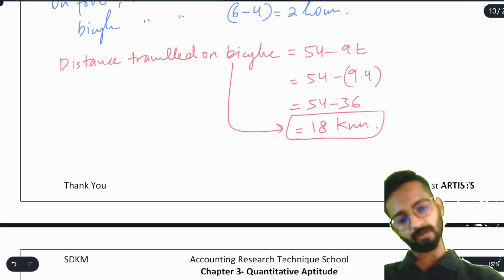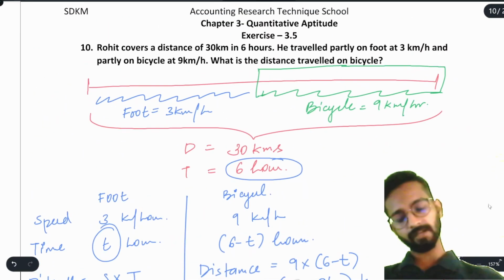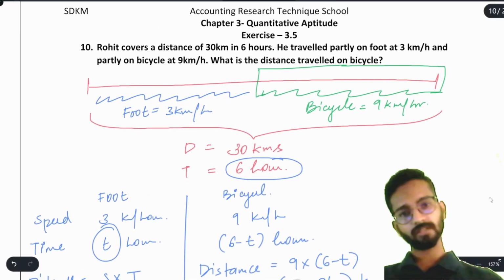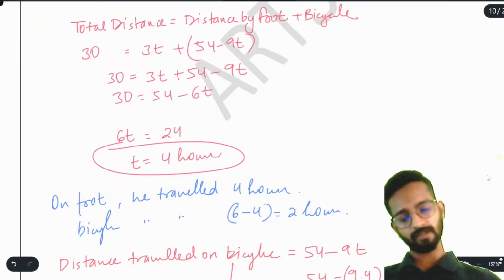Simple enough. Now this is a little long question, but if you write it, you will understand it. It is not difficult, just lengthy. Okay. Now solving question number 11.